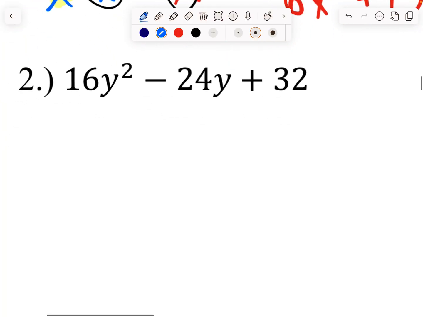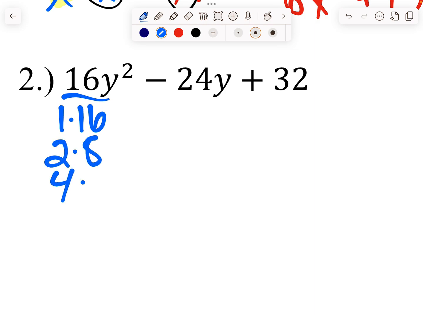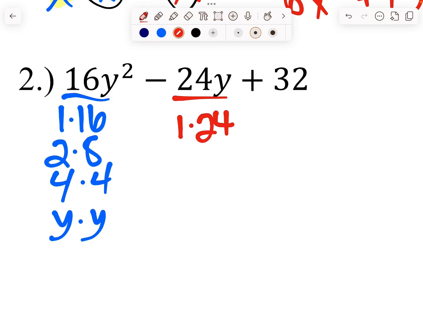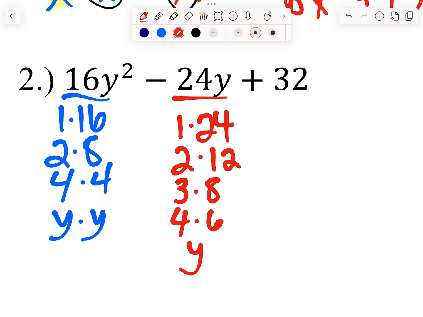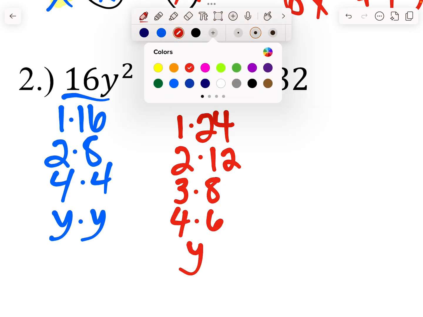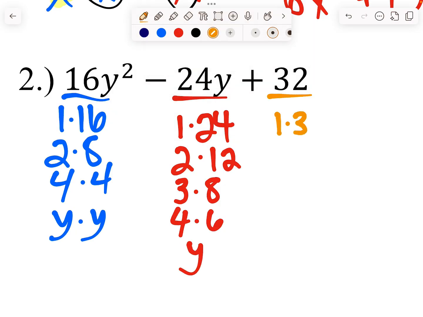So number 2, again, I'm going to list it out for those that might need it. So starting with 16y squared, we have 1 times 16, 2 times 8, and 4 times 4, and y. We're going to ignore the negative right now. We'll put that in when we go to write our factored answer. So we're just focusing on 24. So 1 and 24, 2 and 12, 3 and 8, 4 and 6, and a y. And then we have 32. So 1 and 32, 2 and 16, 4 and 8.